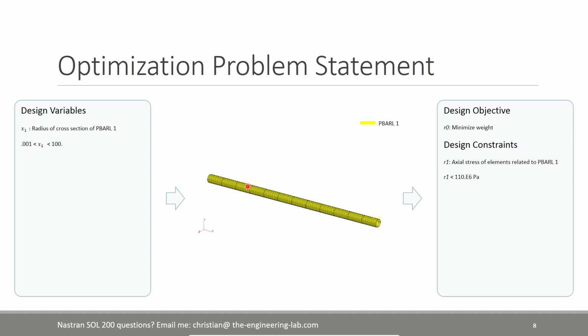Here you can see we have about 10 or 11 finite elements. P bar L1 is used to assign the cross-section and material to each individual element. When we take the axial stress constraint, each element will have its own axial stress. So here we are constraining the stress of about 10 or 11 elements here. The reason I'm not sure if it's 10 or 11, I just haven't counted. Also, we have a bound on the design constraint. R1, the axial stress, is to be no greater than 110 e to the 6.